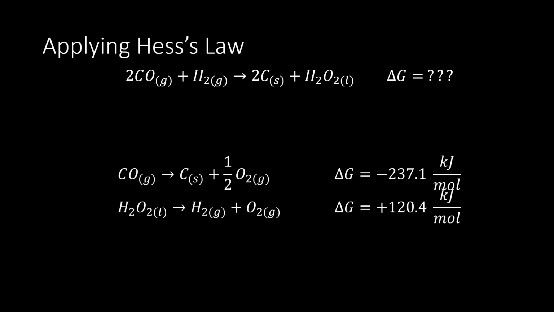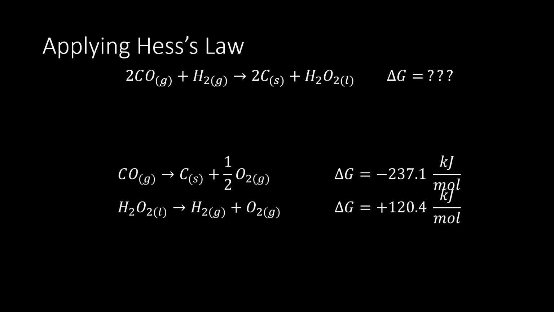Now then, let's say we have 2 known reactions. The reaction of carbon monoxide gas decomposing into solid carbon and half a mole of molecular oxygen gas has a free energy change of negative 237.1 kilojoules per mole. And then the free energy change of hydrogen peroxide liquid as it breaks apart into hydrogen gas and oxygen gas is going to equal positive 120.4 kilojoules per mole in the direction shown from reactants to products.